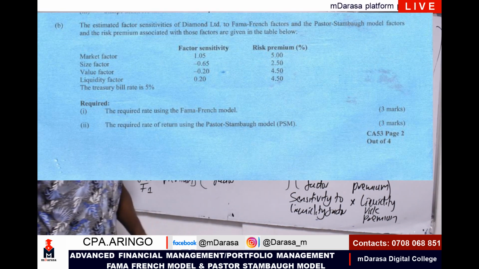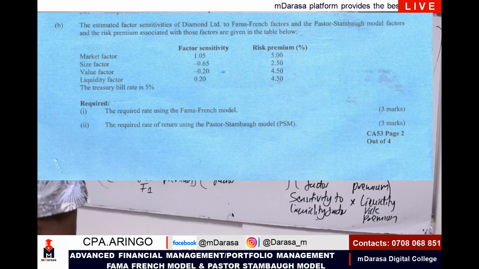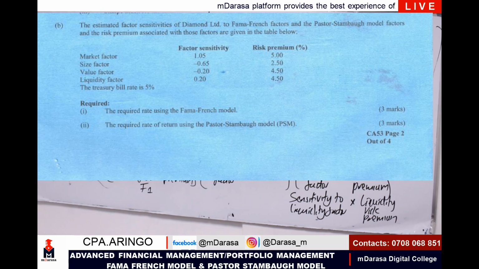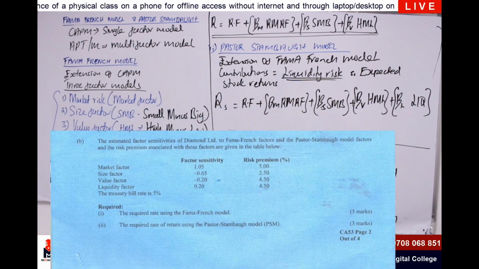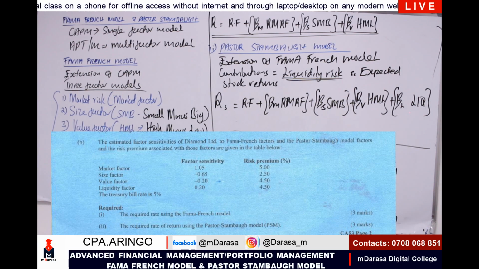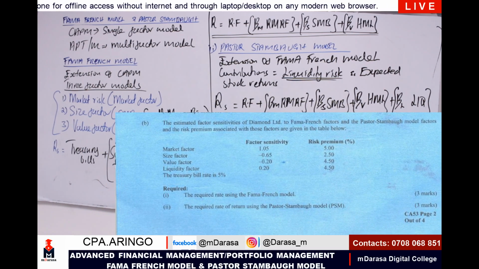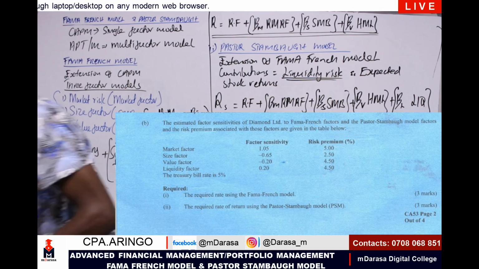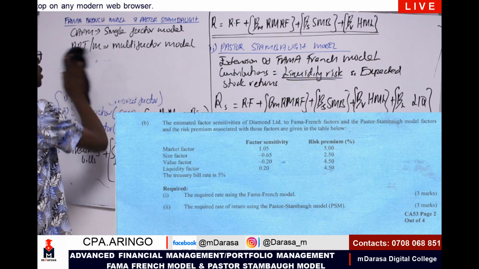I want us to use this question to understand and summarize the whole of this concept to do with these two models, the Fama-French model and the Pastor-Stambaugh model. It is very important that we understand that. So this is a November 2020 question number two, specifically part B. Because we have now understood this concept, let us cement that knowledge with this question.